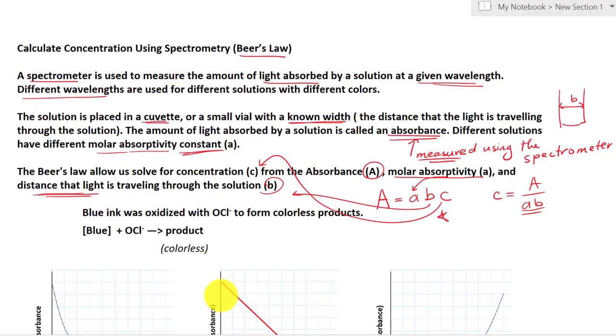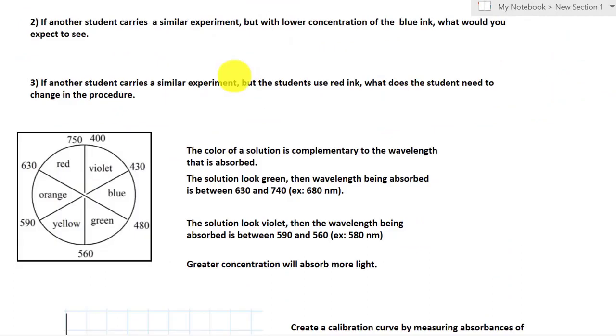Before we look at some sample problems, let's look at the idea that different colors of different solutions will absorb different wavelengths of light. To be more specific, the color of the solution is complementary to the wavelength of the color of light that's being absorbed. So what is a complementary color? Basically, it is the opposite based on a color wheel. For example, if the solution looks green, we find where green is on the color wheel, and its complementary color is the opposite of it, which would be red.